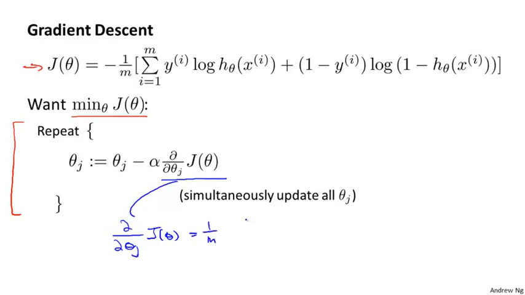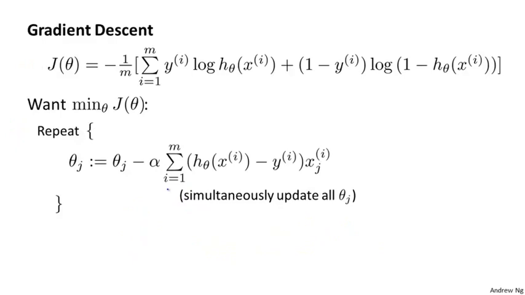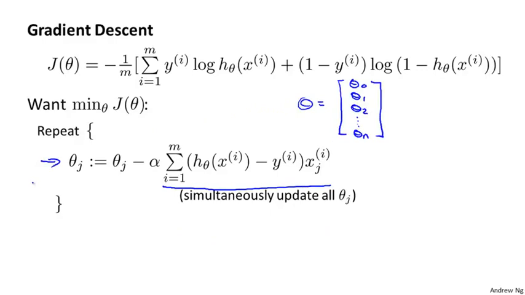If you actually compute this, what you get is this equation: the sum from i equals 1 through m of the error times x_j^(i). So if you take this partial derivative term and plug it back in, we can write out our gradient descent algorithm as follows. All I've done is take the derivative term from the previous slide and plug it in there. If you have n features, you would have a parameter vector theta with parameters theta 0, theta 1, theta 2, down to theta n, and you would use this update to simultaneously update all of your values of theta.